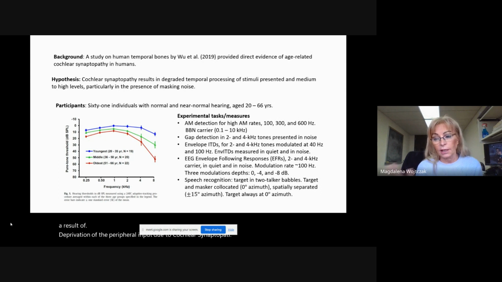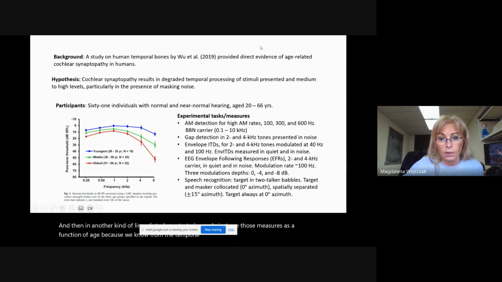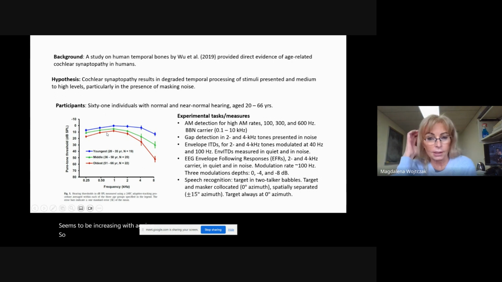And then in another line of study, we tested people, used those measures as a function of age, because we know from the temporal bone study by Wu et al. that I cite here, that cochlear synaptopathy seems to be increasing with aging. So we ran this study with aging.